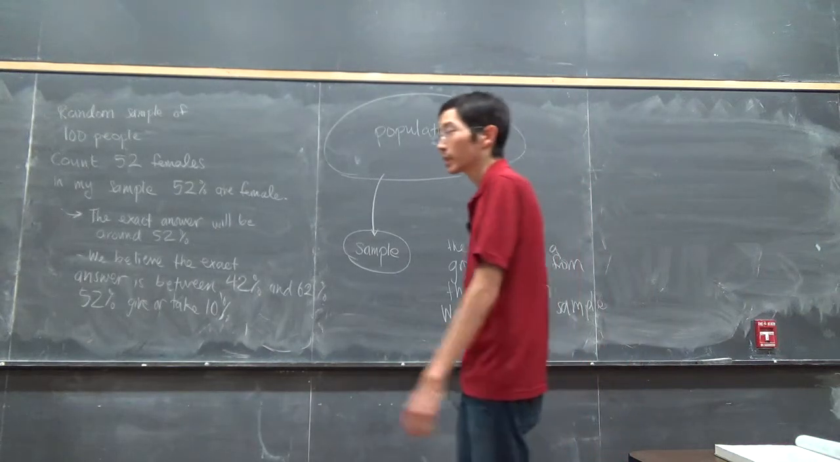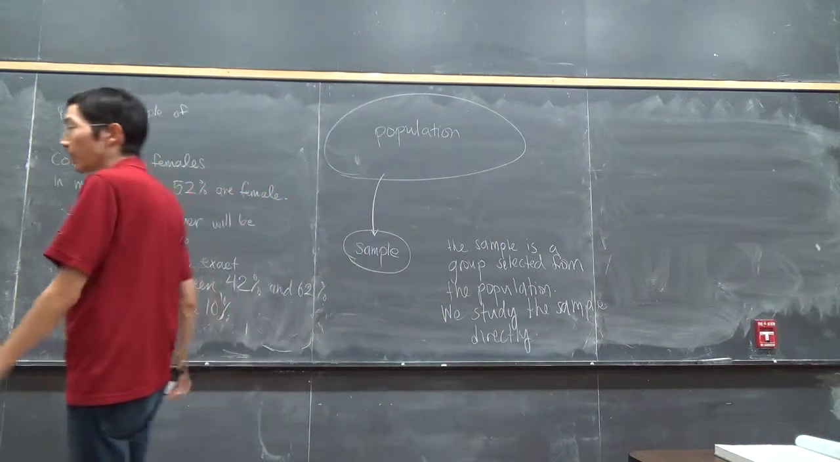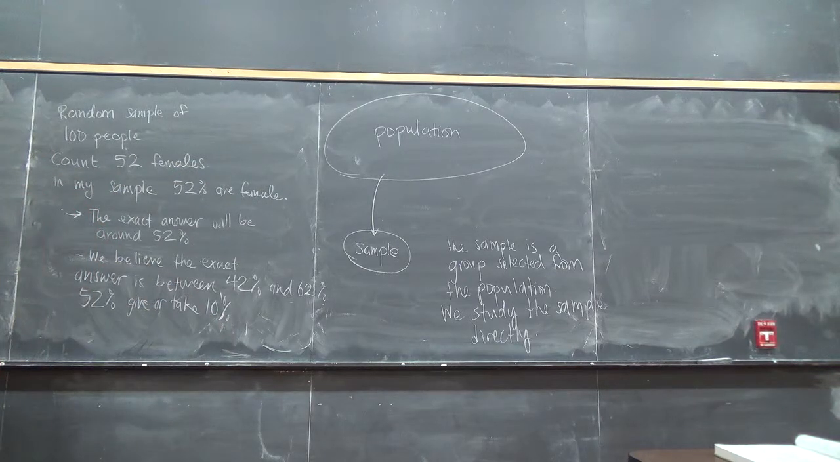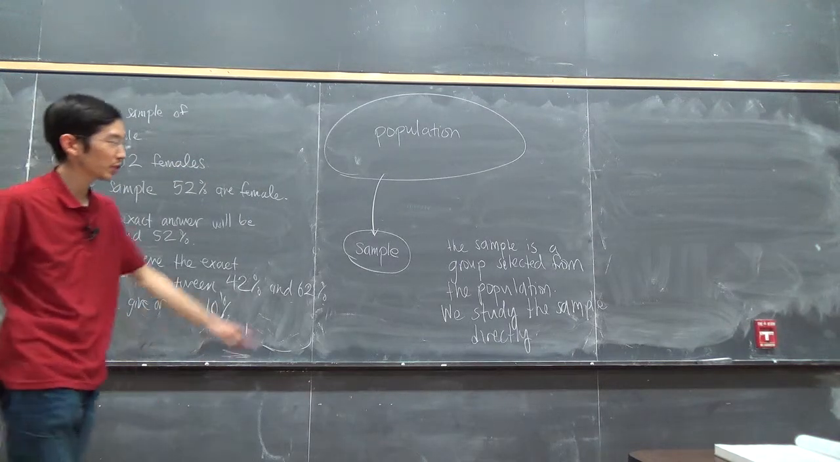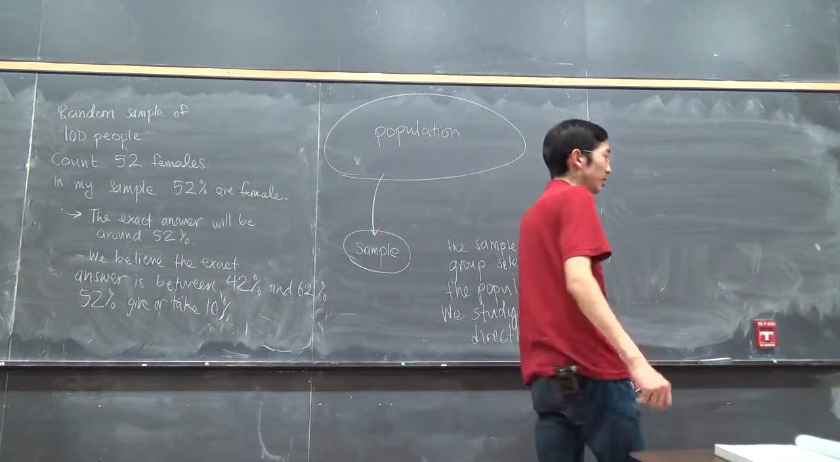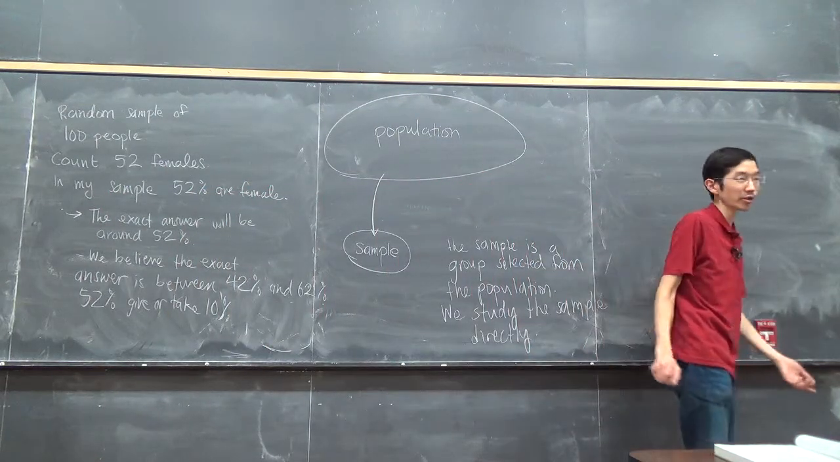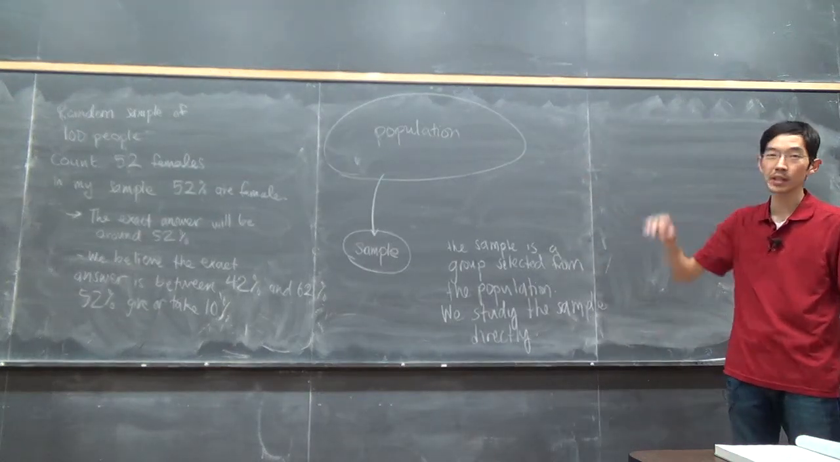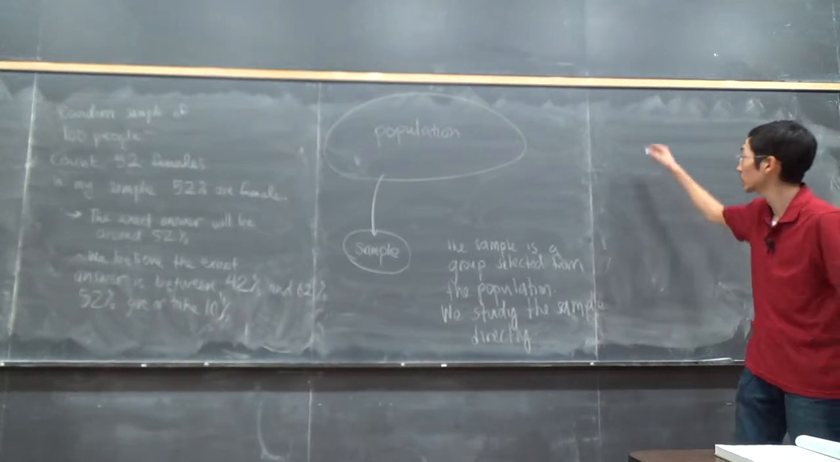And what we're hoping is that what we see in our sample tells us something about the population. Okay. So we're hoping that the sample we select tells us something about the population. But the only way for that to be true is that our sample needs to be representative of the population, okay?